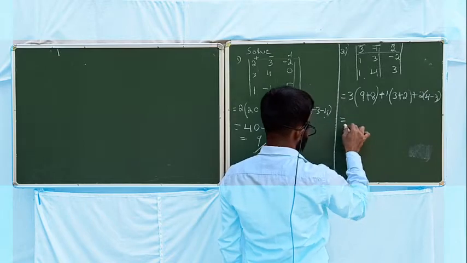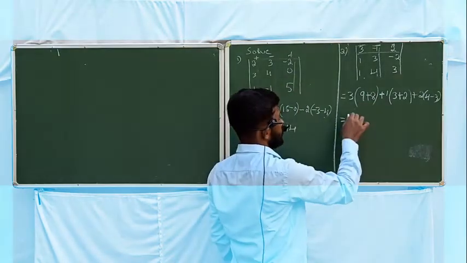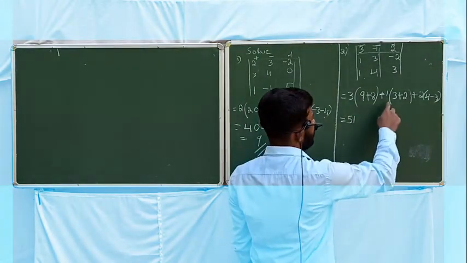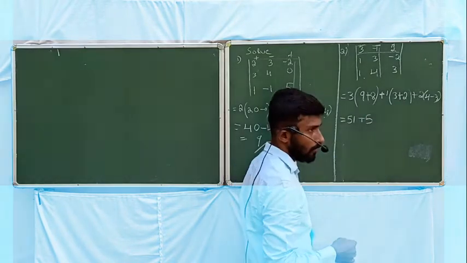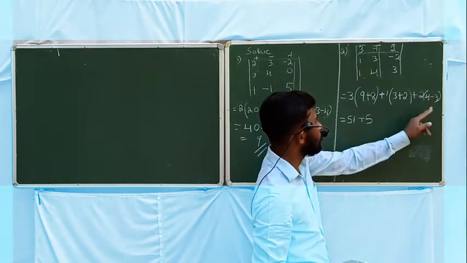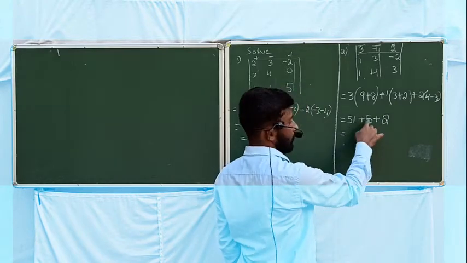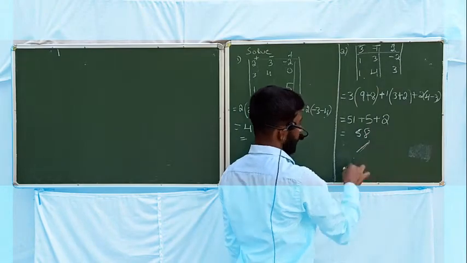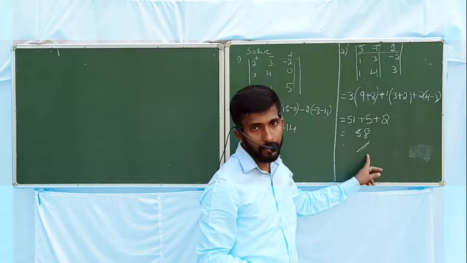Simplify this. Here see, 9 plus 8, it's equal to 17. 17 3s are 51. Then 3 plus 2, 5 into 1, it's equal to 5. Then see here, 4 minus 3, 1. 2 into 1, it's equal to plus 2. Then 55 plus 1, 56 plus 2, it's equal to 58. Therefore, value of this determinant is equal to 58.